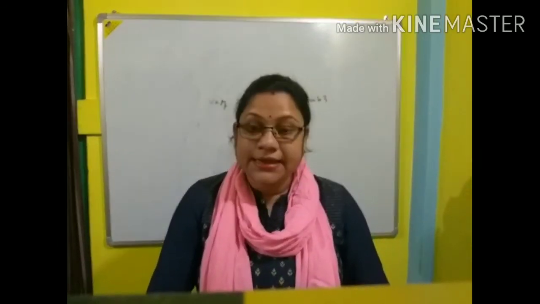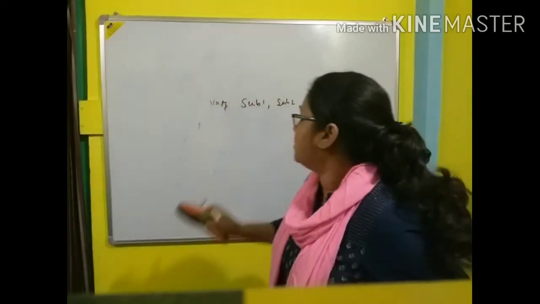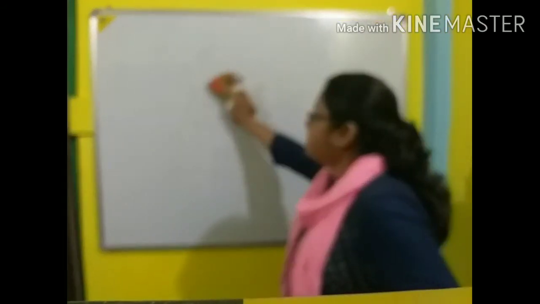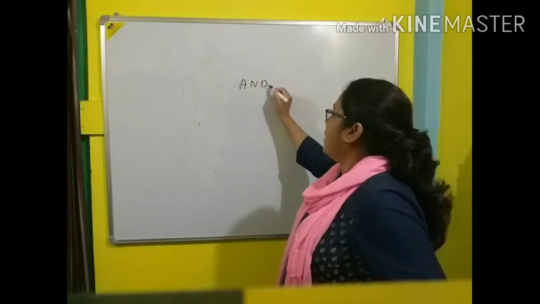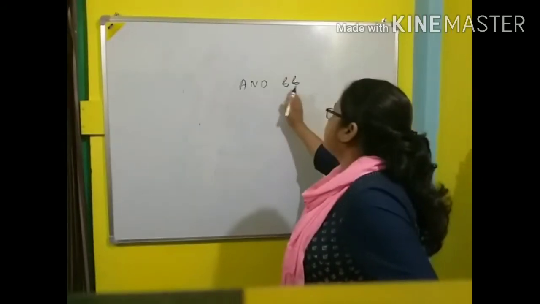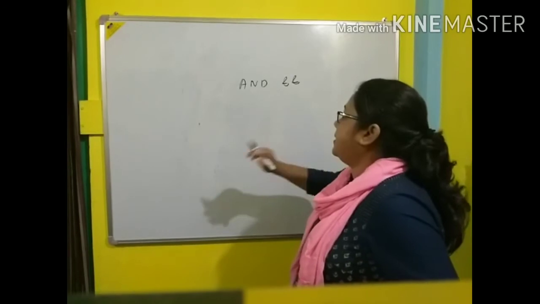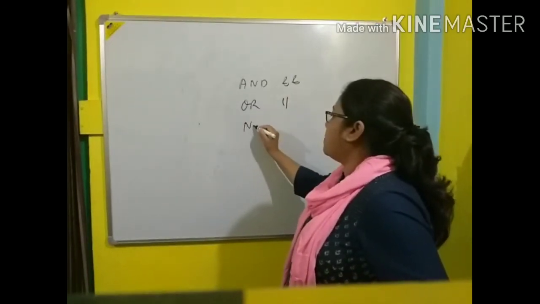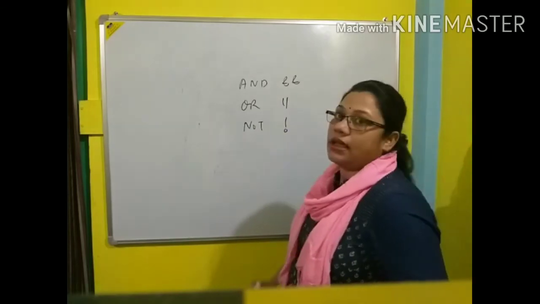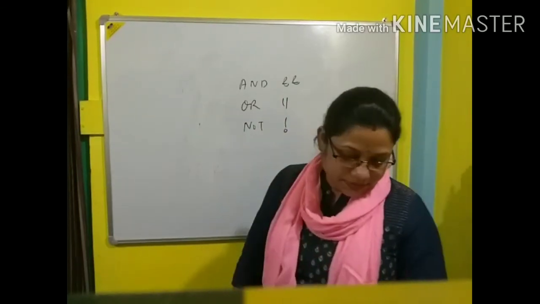Name the 3 logical operators. So what are the logical operators we have in JavaScript? The first one is AND, and symbolically this is represented like this. Then the OR operator and the NOT operator. So these are the logical operators.